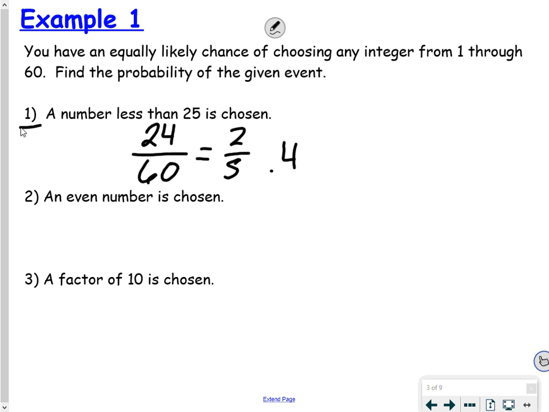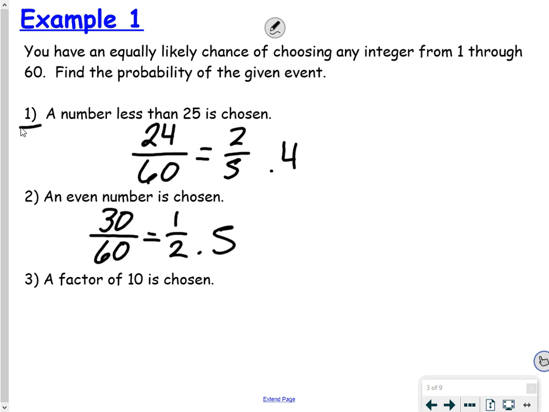The probability that an even number is chosen would be the amount of even numbers, which would be 30, half are even, half are odd, out of a total of 60 outcomes. So that'd be 1/2, 0.5, or 50%.